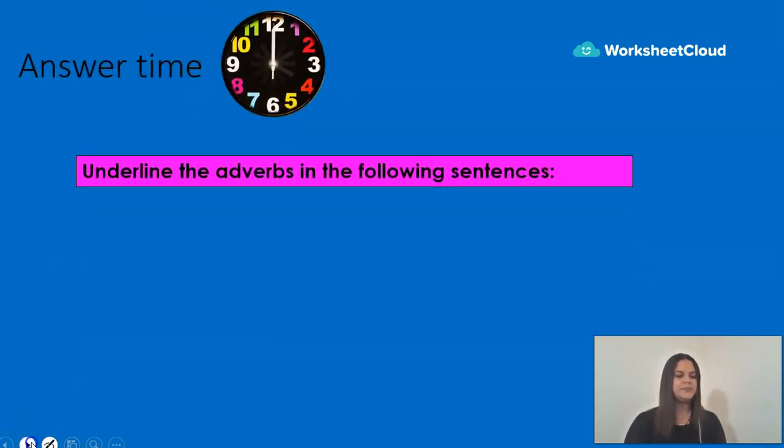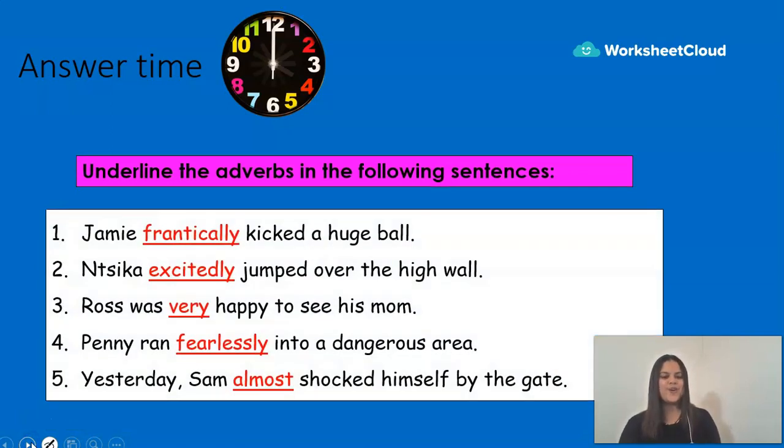It's answer time. There we go. Wow. Frantically, excitedly, very, fearlessly, and almost. But there's one that was not highlighted. Let's see if you can find that. I'll give you a moment. Yep, you've got it. It was yesterday. So that is the way you can identify the adverbs in sentences. I hope you're all marking your answers, or at least thinking in your head, wow, I got that right.